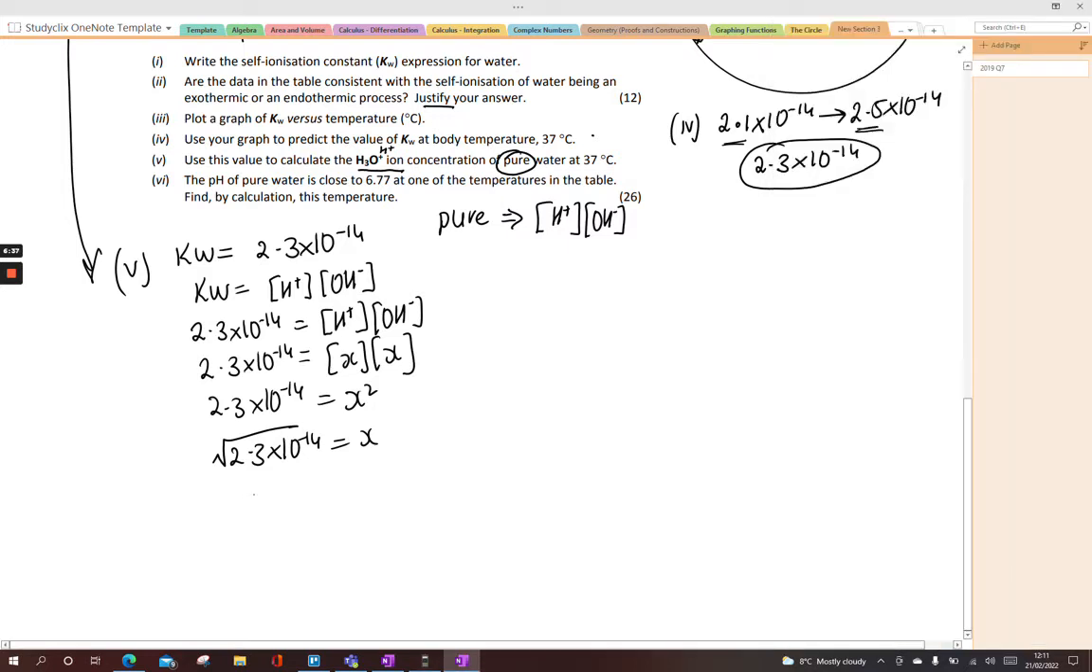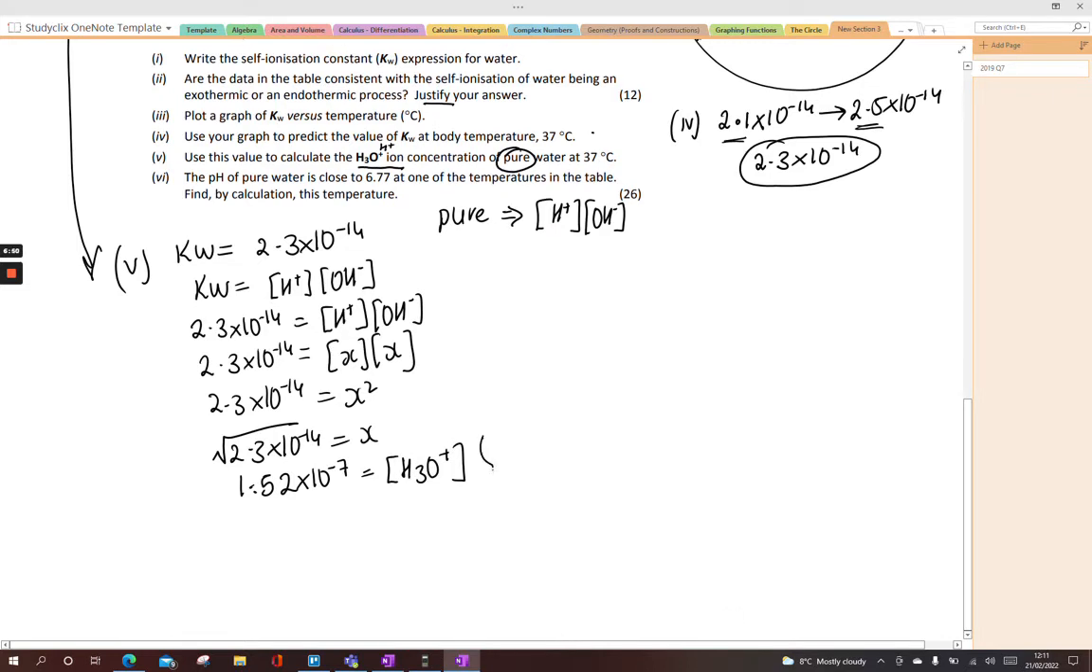1.52 by 10 to the minus 7. That's equal to our H3O plus, since specifically that's what it asked, which is also the same as our OH minus. They're both the same because it's pure water.